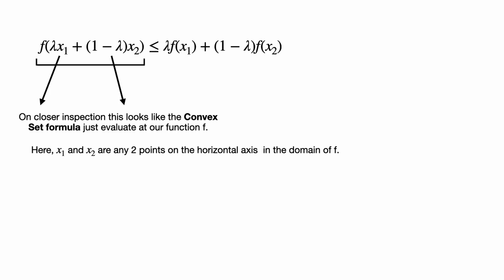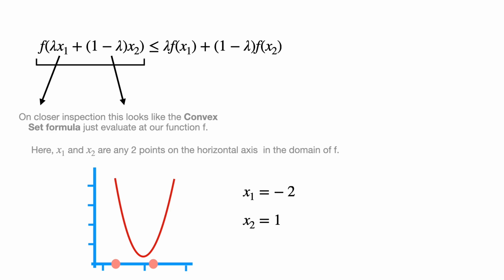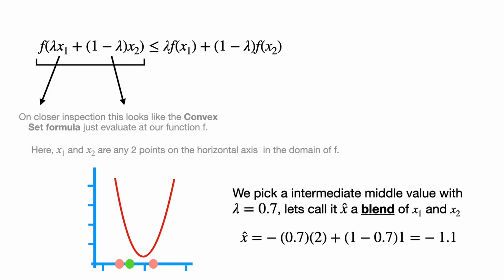Here, x1 and x2 are any 2 points on the horizontal axis in the domain of f. We pick x1 and x2 as -2 and 1 respectively. Remember, these are just numbers on the x-axis. We pick an intermediate middle value with lambda equals 0.7. Lambda also abides by the same rules as convex sets, 0 and 1 non-inclusive.